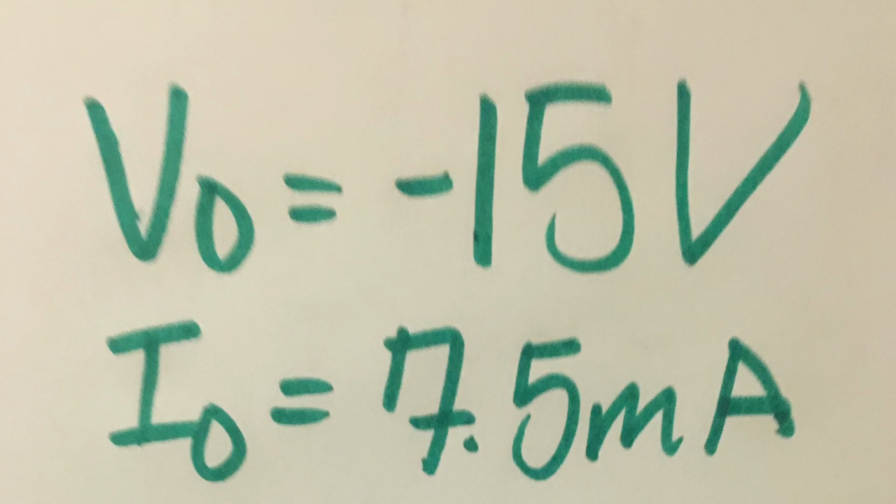So there you have it. Our final answer is that V0 is negative 15 volts and I0 is 7.5 milliamps. Thank you.